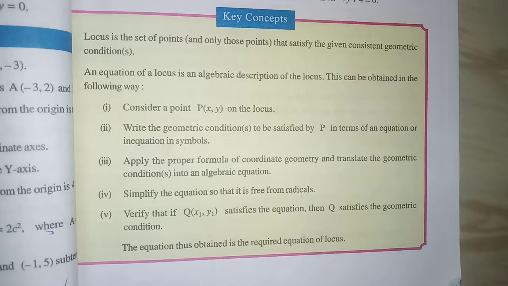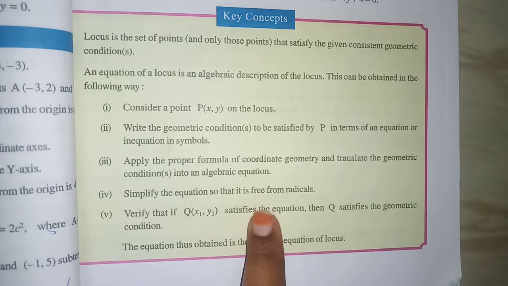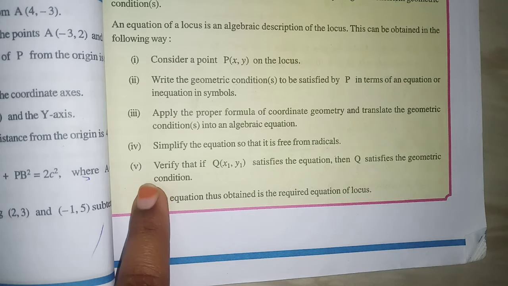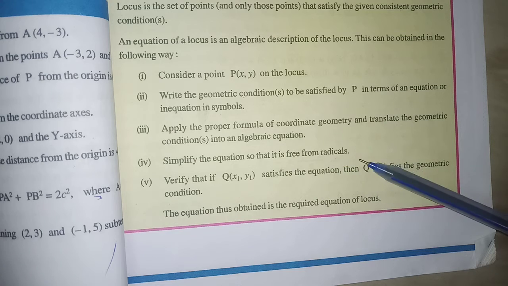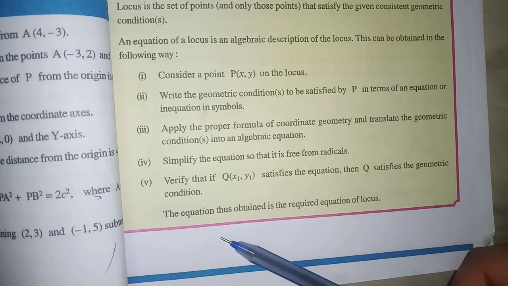First, consider a point P(x, y) on the locus. Write the geometric conditions to be satisfied by P in terms of an equation or inequation in symbols. Apply the proper formula of coordinate geometry and translate the geometric conditions into an algebraic equation. These are the most important points that you have to do in the sums. Simplify the equation so that it is free from radicals. Verify that if Q(x1, y1) satisfies the equation, then Q satisfies the geometric condition.